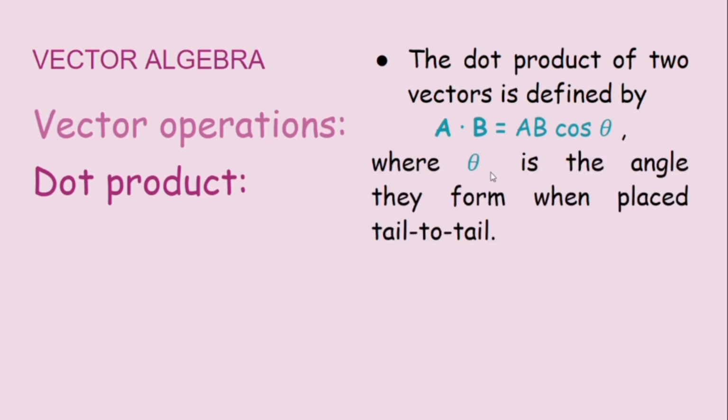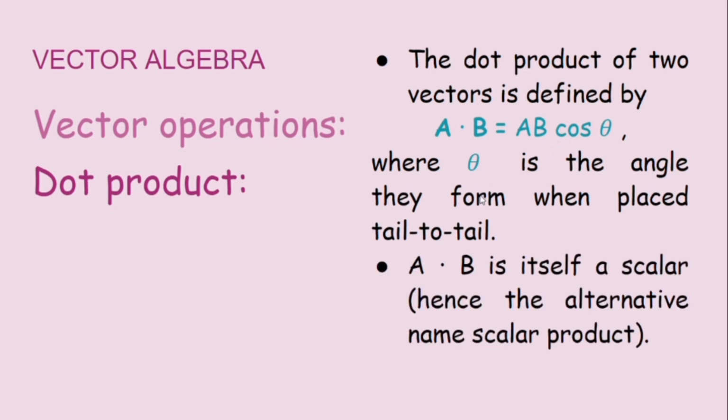And here theta is the angle between the vectors when they are placed from tail to tail, as we can see in the figure. And the result or answer of this dot product A dot B is a scalar, so hence we can name it the scalar product. Now we will see where cos theta comes from.